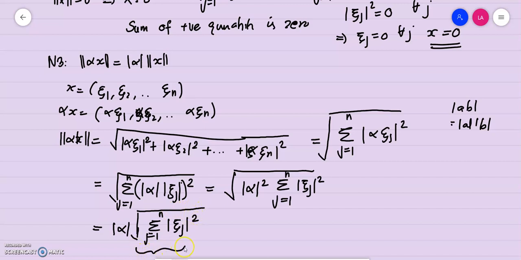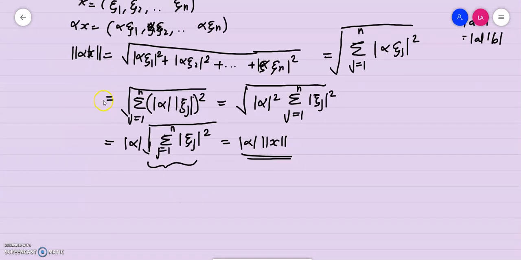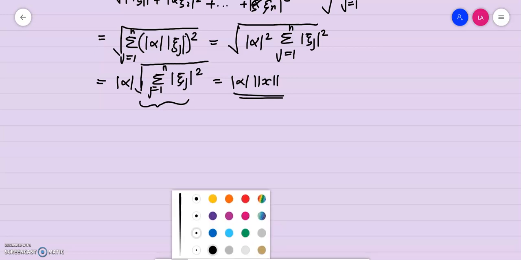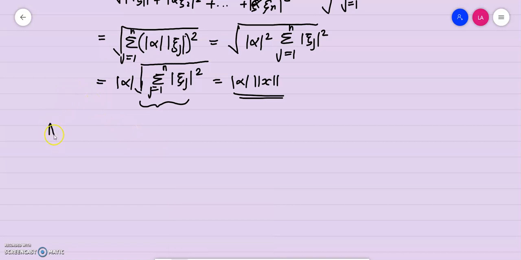Now we already know that this is actually norm x by the definition. So this can be written as modulus of alpha into norm x. This is what we have to prove: norm of alpha x should be equal to modulus of alpha into norm x. So we have established our third property as well. Moving on to the fourth property, which is the triangle inequality, N4.